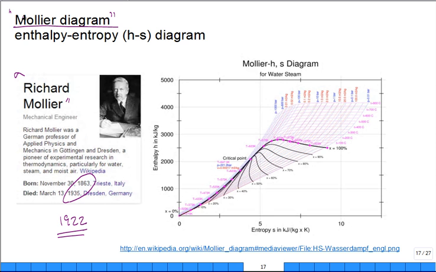So what does it look like? It's a harder diagram. Why? Because this critical point isn't at the top of the two-phase region.